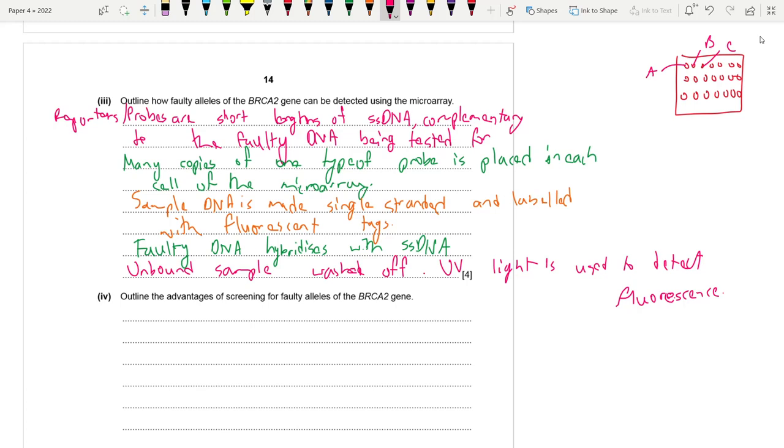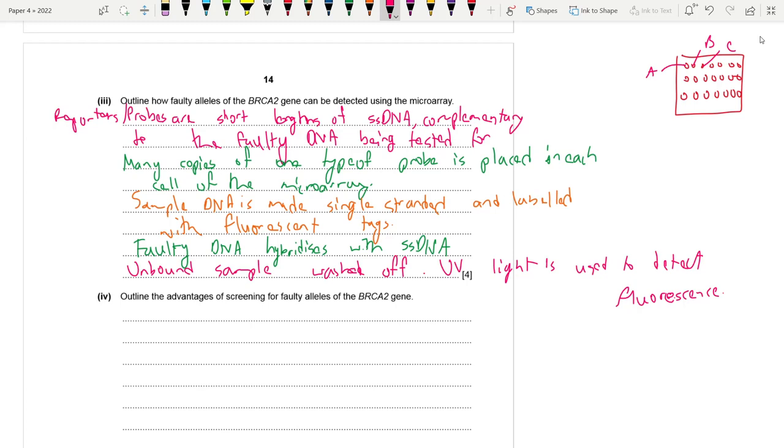So the sample DNA is made single-stranded. In this mark scheme, they did not talk about how it was obtained, but mainly it's obtained from the mRNA using reverse transcriptase, or you could get it from the genome genes, cut it and make it single-stranded by denaturing it. So the sample DNA is made single-stranded and labeled with fluorescent tags. The purpose of making it single-stranded is so that it binds with the probes, right? Because if it was double-stranded, it wouldn't bind. Then we label it with fluorescent tags.